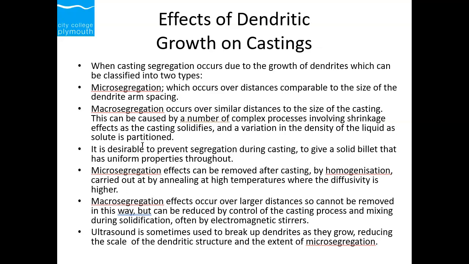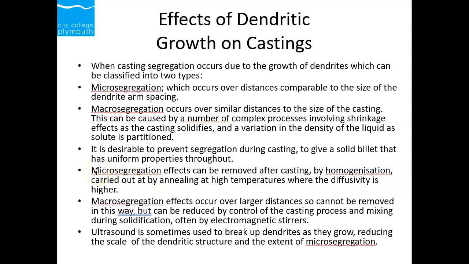When we do the casting, after the casting we have shrinkage. It also depends on the density of the pouring liquid. It also depends on the temperature as well. We do not want segregation, we want uniform properties. We need to get rid of these segregations.